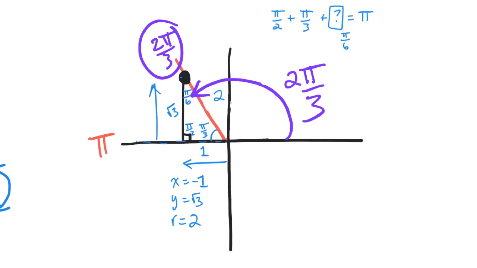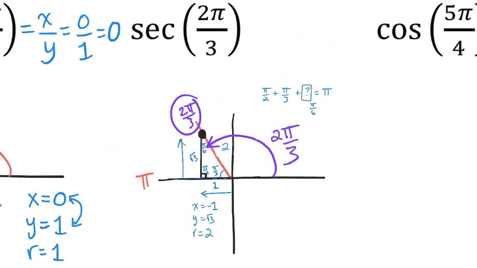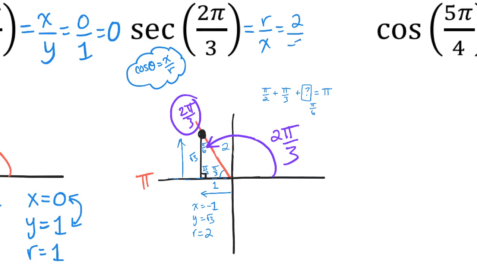So now that I have my 3 values for x, y, and r, I can consider what do I need to know for secant. Well, we know secant is the reciprocal function of cos theta. We know that cos is x over r, so that means that secant must be r over x. So in this particular case, that r is a 2, and that x is a negative 1. So the exact value of secant of 2 pi by 3 is negative 2.